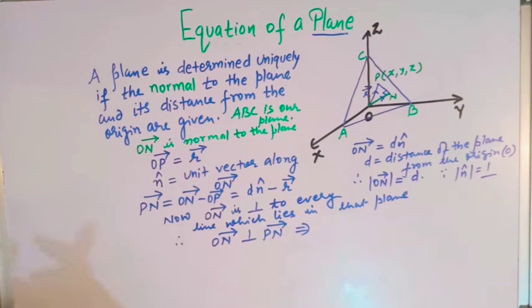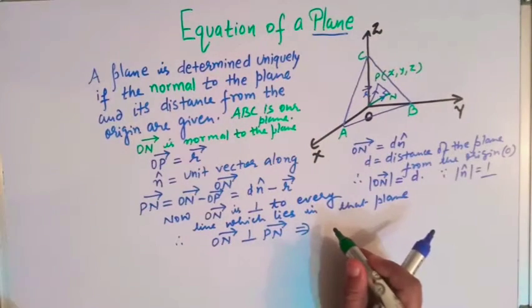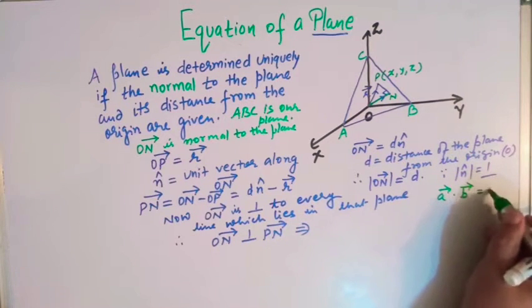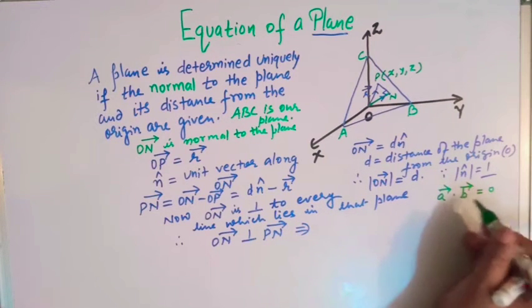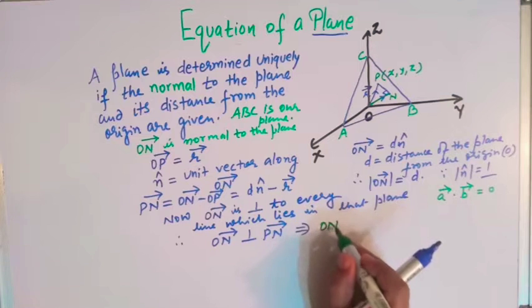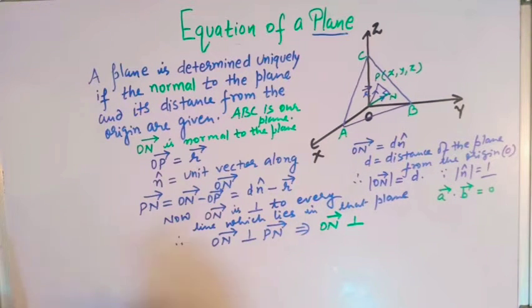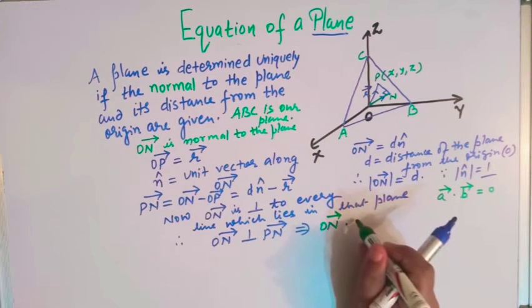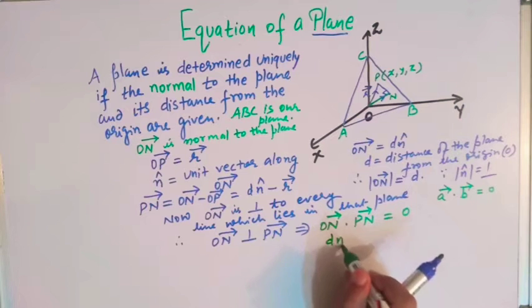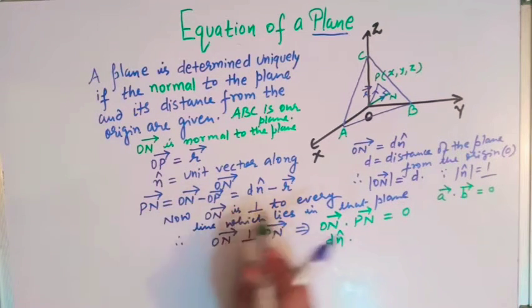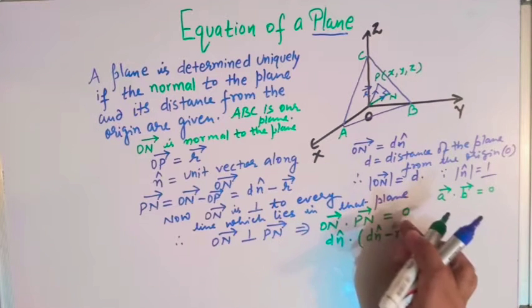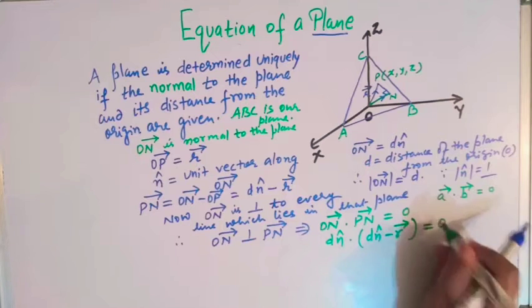Now from the concept of the dot product of two vectors, we know that if two vectors A and B are perpendicular, then their dot product should be 0, or we can say that their scalar product is 0. Now ON vector is perpendicular to PN vector, so therefore vector ON dot PN vector is equal to 0. Now what is ON? ON is d n cap dot, and what is the vector PN? PN is d n cap minus vector r, right? And this is equal to 0.